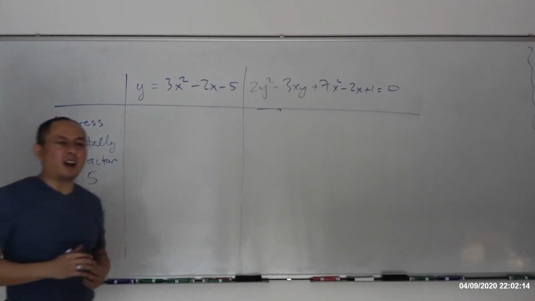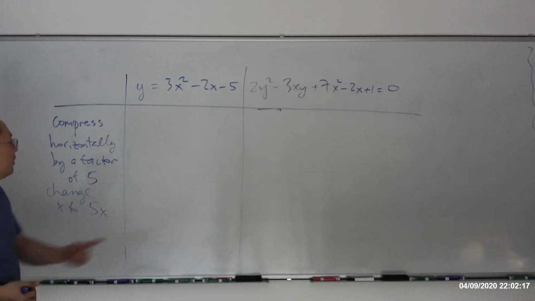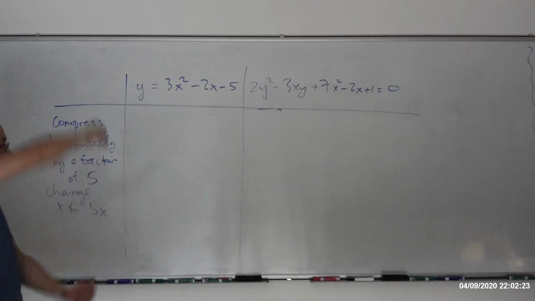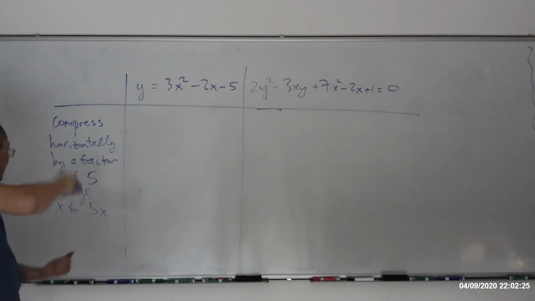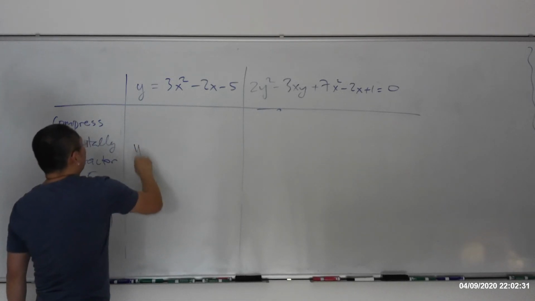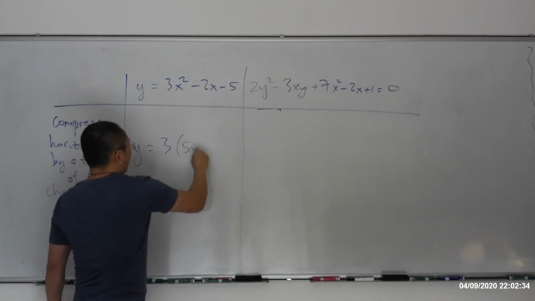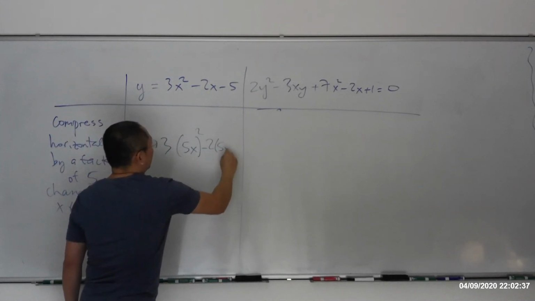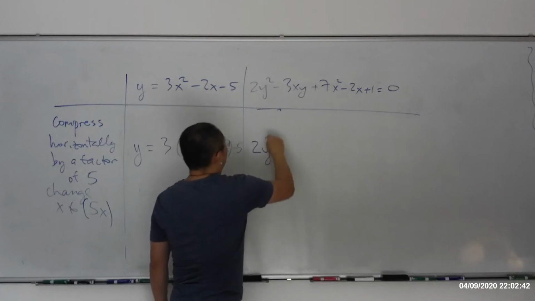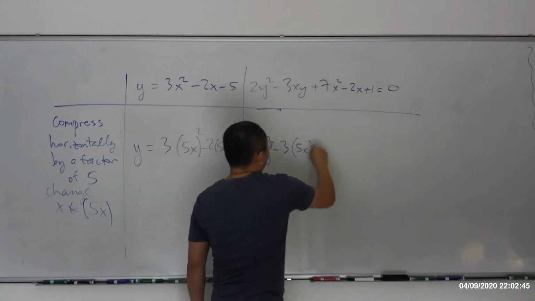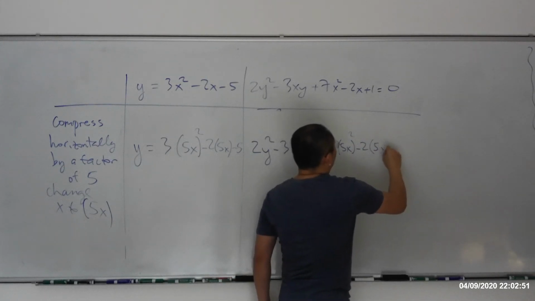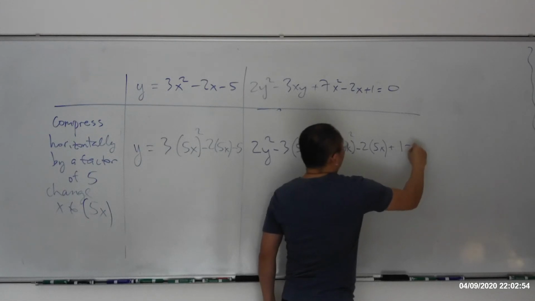You move up instead of adding, right? Think of subtracting, should be right. And then move to the right, subtract from the x, move down, you add from the y, right? You stretch vertically, you divide, right? Compress, you multiply. Same thing for x. Now you got what? Y is equal to 3 times 5x squared minus 2 times 5x, and then minus 5. Same thing here. 2y squared minus 3 times 5x, y plus 7 times 5x squared minus 2 times 5x, and plus 1 equal to 0.